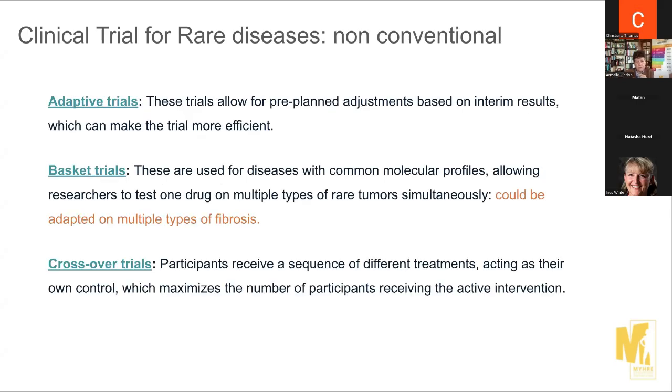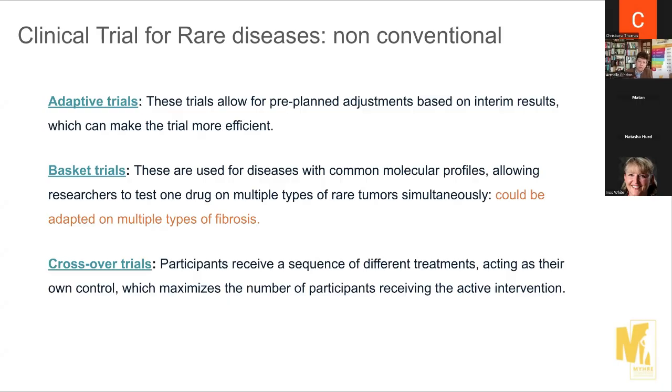So the types of clinical trial design that we have in rare disease are what we call non-conventional. So there you have different aspects that in Myhre we are going to combine, in fact, and depending on the type of treatment we want to choose, we are going to take a little bit of everything.